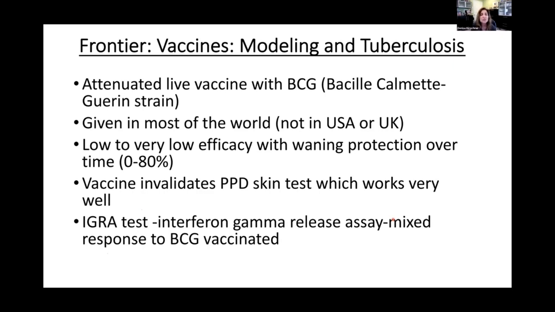The vaccine for TB is an attenuated live vaccine called BCG. It is given in most of the world, but not in the US or the UK. It has very low efficacy and waning protection over 5 years. So over time, it might be good between 0 and 5 years old, but over that time it tends to wane, which is why there's such a variation here. However, it invalidates the PPD skin test, which we use in these countries. And so we'd rather have a skin test that works really well than a vaccine that's not so efficacious.